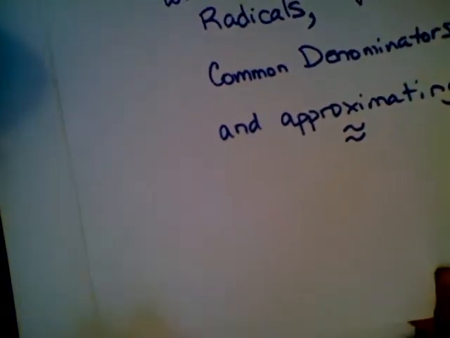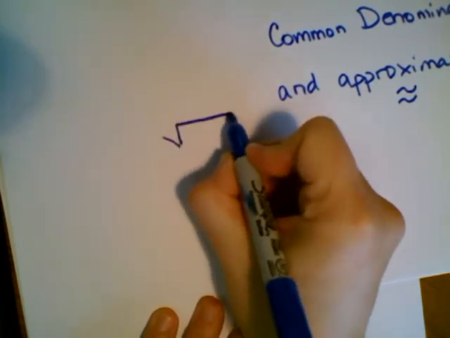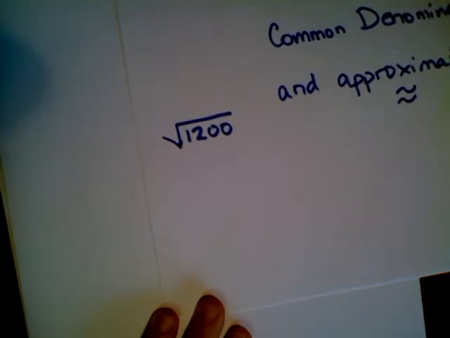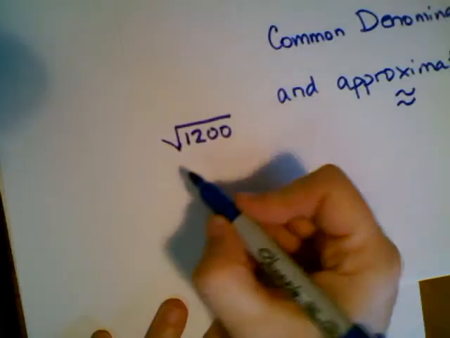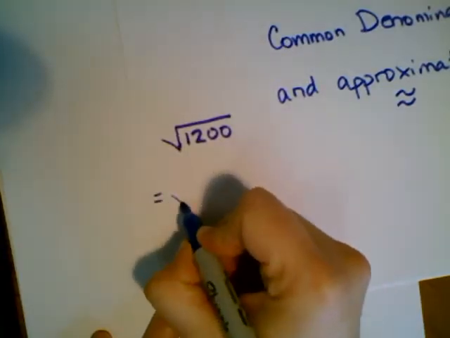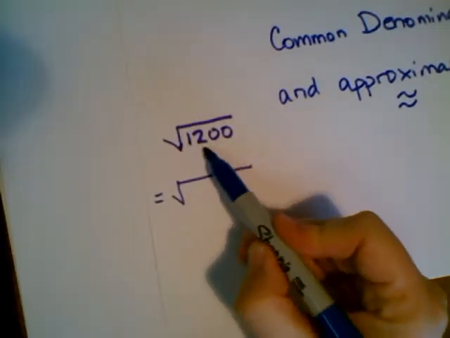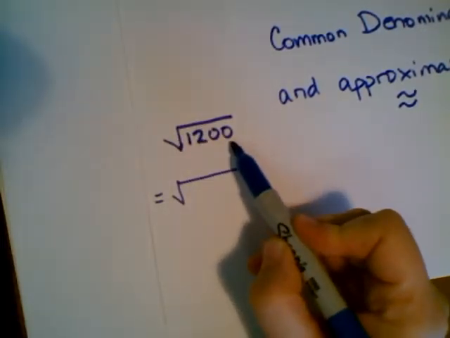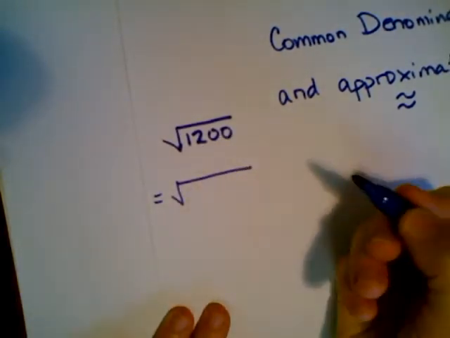I thought we'd look at our first example of simplifying the square root of 1200. Okay, and you can pause and try that on your own. Think of the factors of 1200. Well, we can tell that 3 times 4 is going to divide into 1200 evenly, and then 100 will divide into 1200 evenly.